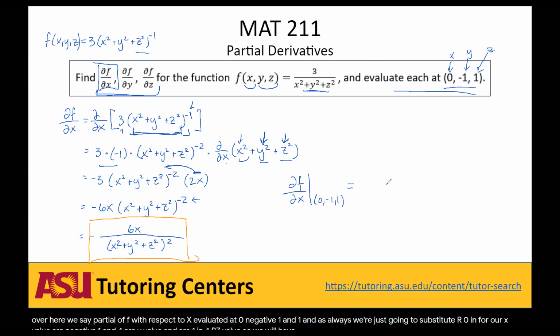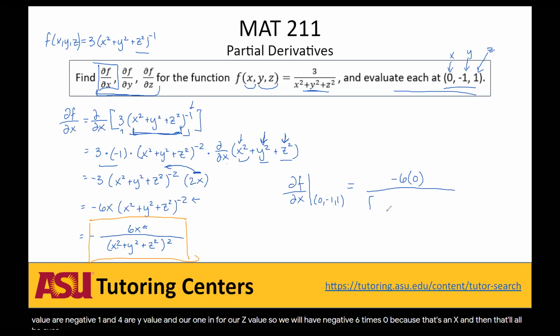So we'll have -6 times 0, because that's an x, and then that'll all be over x squared, so 0 squared, plus y squared, so -1 squared, plus z squared, which is 1 squared, and that whole thing is going to be squared.